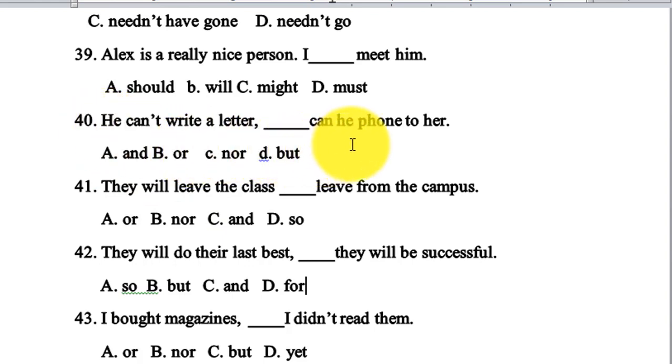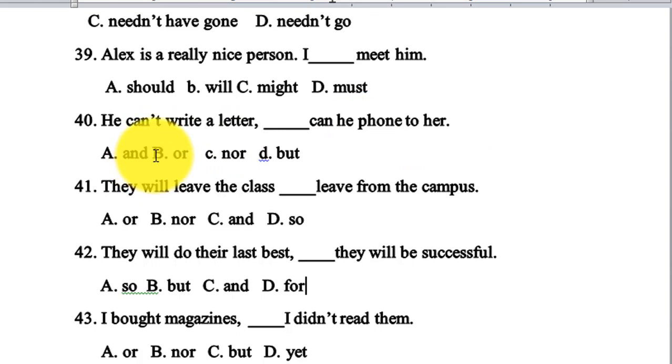So question number 40: he can't write a letter, blank, can he phone her. Here we are talking about coordinating conjunctions. These are special coordinating conjunctions because they are important for joining two independent clauses to make one sentence. Why are they special? I can't write a letter is one main clause, and the second is another.